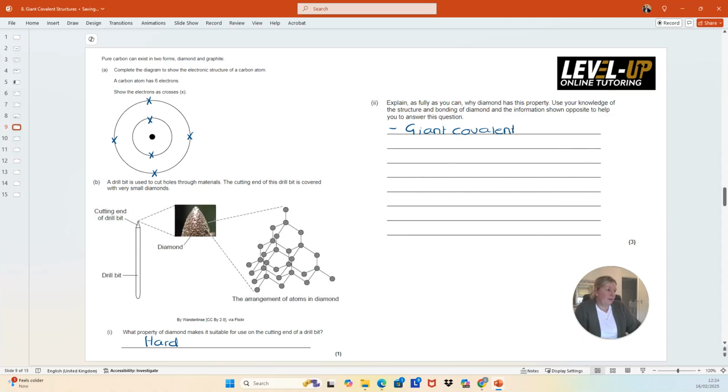Because the question implies use your knowledge of the structure and bonding. Well, it's not a simple covalent structure, is it? Because they are only made of 2 or 3 atoms. They've got low melting points, etc. So we're going to identify and show that we know that giant structures have these properties, so we're going to say it's a giant covalent structure. There are a number of marking points here, but let's think logically about it. We want to reiterate why it is hard. So we're going to say each carbon atom has 4 bonds.